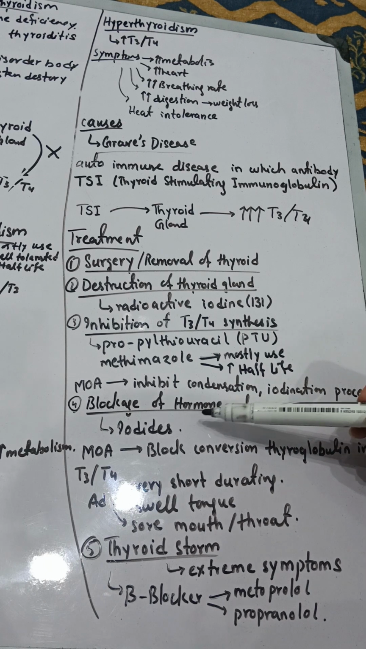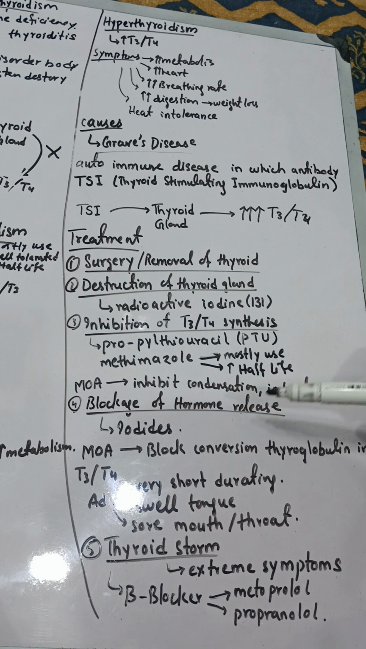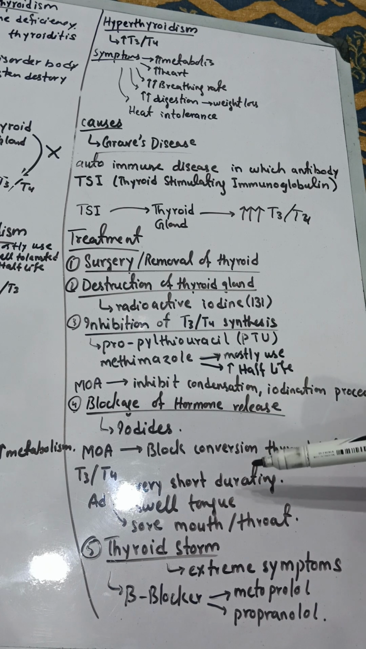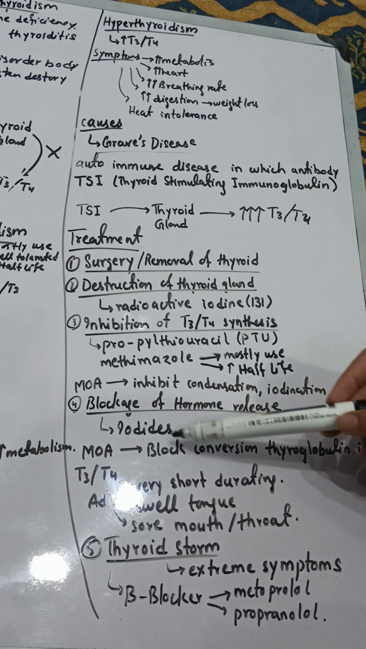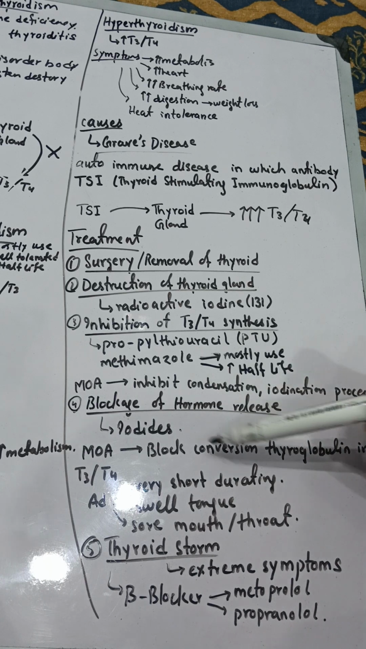Fourth treatment is to block the hormone release. Now the hormones are synthesized but are not released. We will give iodides to the patient to decrease their release. Actually iodides are not beneficial for long-term treatment, because they are beneficial only for a very short duration. Their action remains only for a few days.